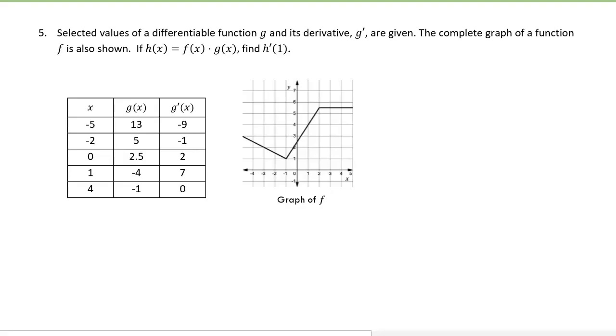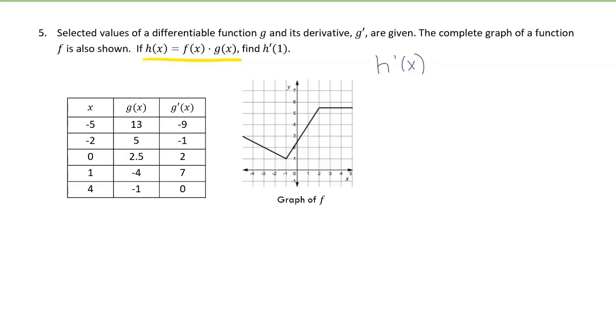If we have the function h of x equals f of x times g of x, find the derivative function at x equals 1. This doesn't really look like we would need the product rule because we don't actually have a formal function. We just have this table of values and a graph. But we could still find the derivative, and this is really testing your knowledge of what components are needed to find the derivative when using the product rule.